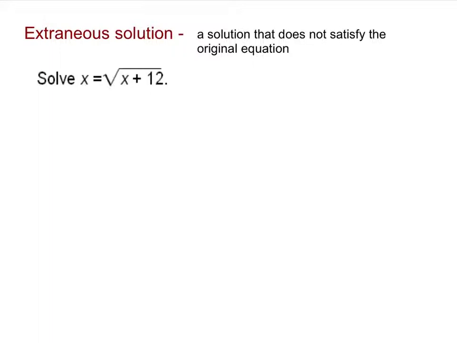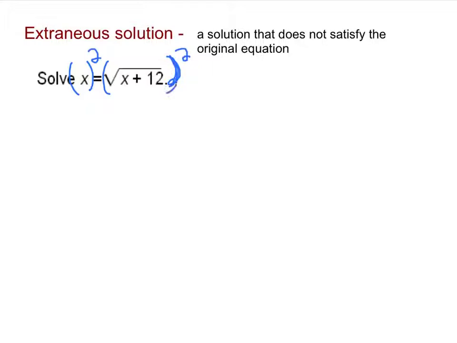All right. Let's practice and see if we find an extraneous solution in this question. We have a square root. It's all by itself. So how do we get rid of a square root? We need to square both sides. So I'm going to square this and I'm going to square this.